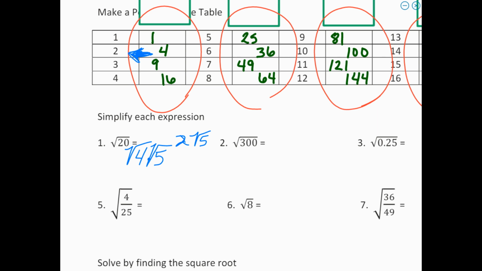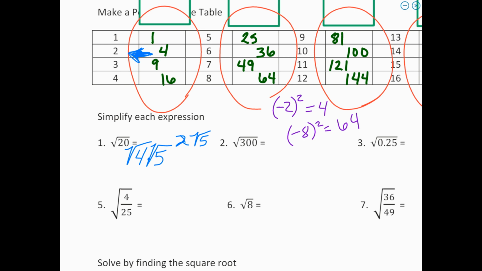Now let me ask you another question. If I multiply -2 times -2, or -2 squared, what answer would I get? I would get 4, right? Because a negative times a negative gives me a positive. What if I did -8 and I squared it? What would I get? 64. I would get a positive 64 as well, right?